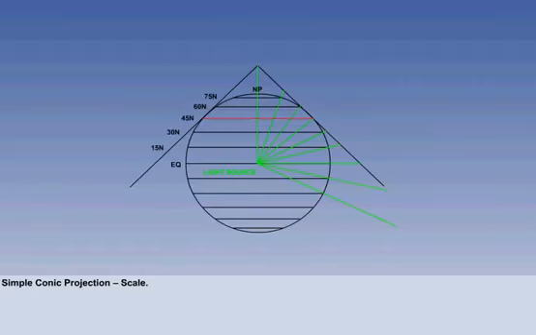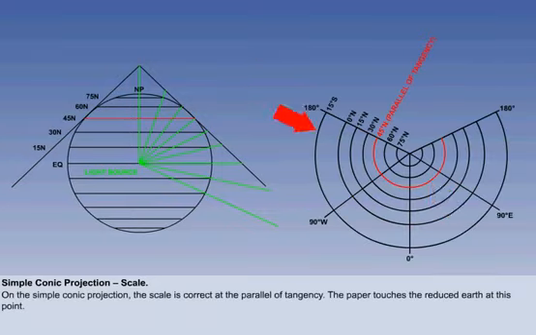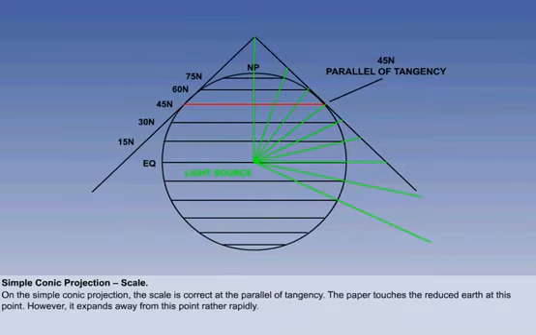Just to remind you, we're still dealing with a simple conic projection here. We haven't yet gone on to Lambert's changes. Now we're going to look at how scale changes. On the simple conic projection, the scale is correct at the parallel of tangency. The paper touches the reduced Earth at this point. However, it expands away from this point rather rapidly.